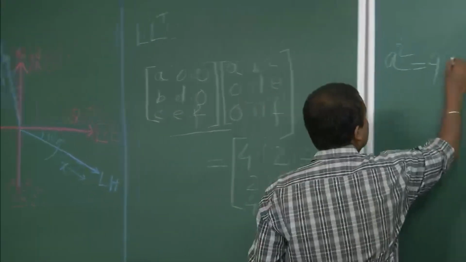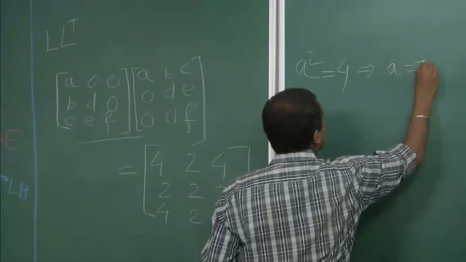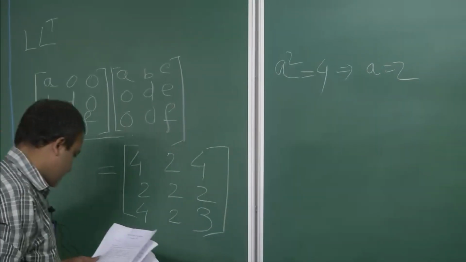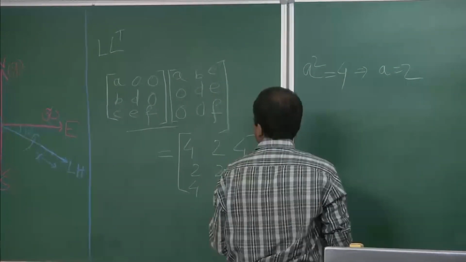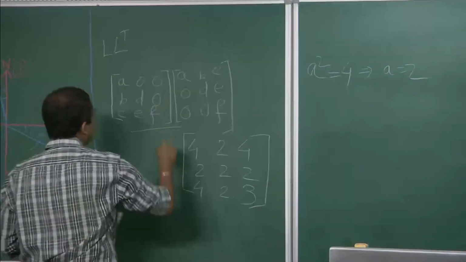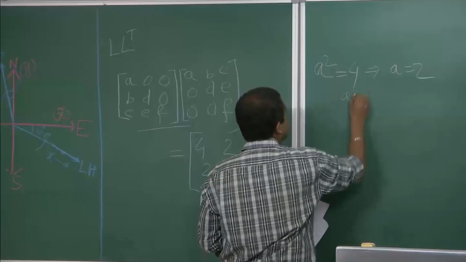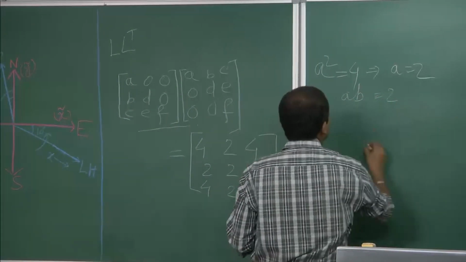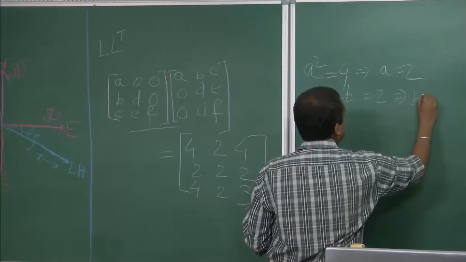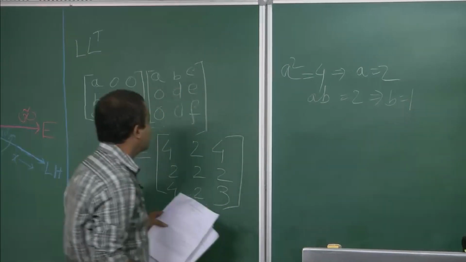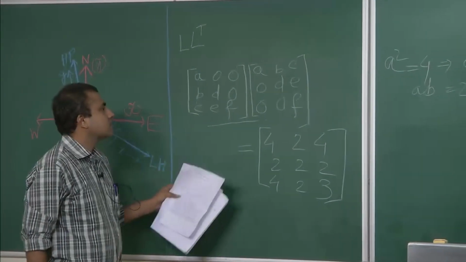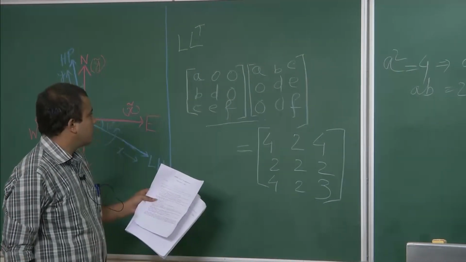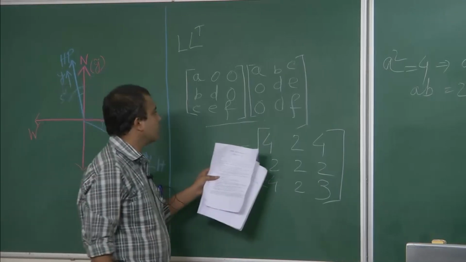So, from that you will get a equal to 2, and like that, if we can do that continuously, here you will get AB, that is also equal to 2, which implies that B equal to 1. So, like that you will get all the values. It is not really that difficult, you can understand if you look at it, but the real problem will come if you go on doing it.